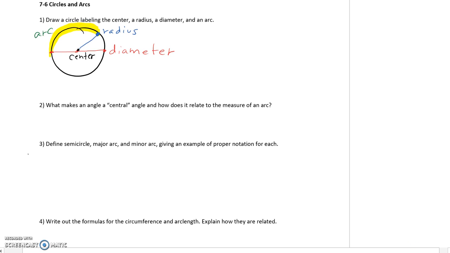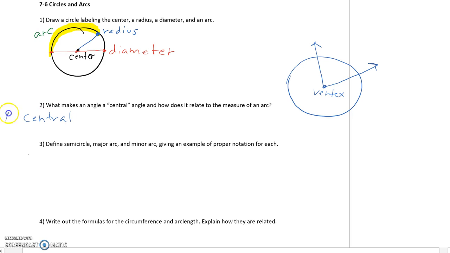So what is a central angle? I'm going to draw the picture over here so it's more obvious. A central angle is an angle with the vertex right at the center of the circle. So a central angle has a vertex at the center.